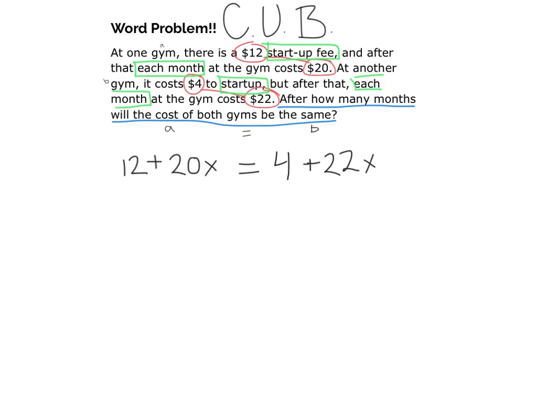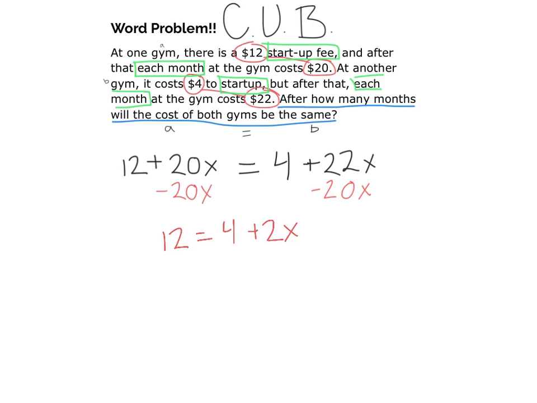So, going through my checklist once again, I'm going to eliminate parentheses. I don't have any parentheses, so I don't need to worry about distributing. All my like terms are already combined on each side of the equals. And so now I'm going to move the little brother over to his big brother, which will give me an equation of 12 equals 4 plus 2x.